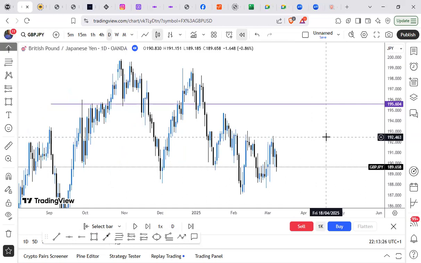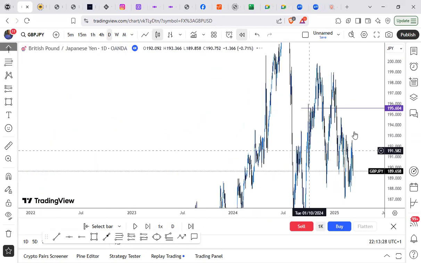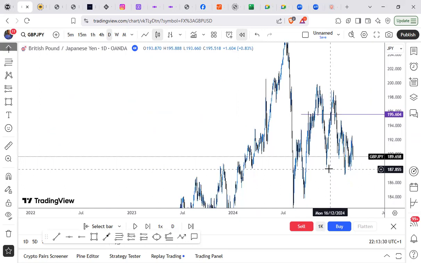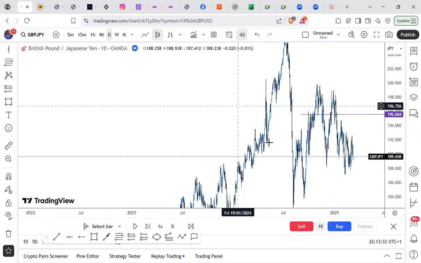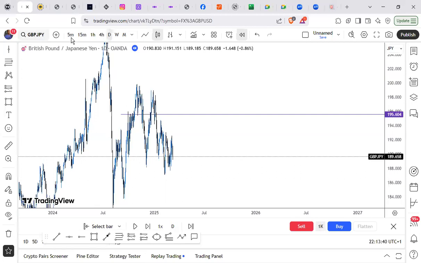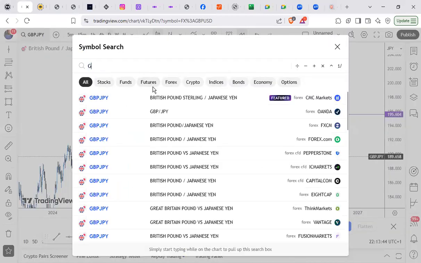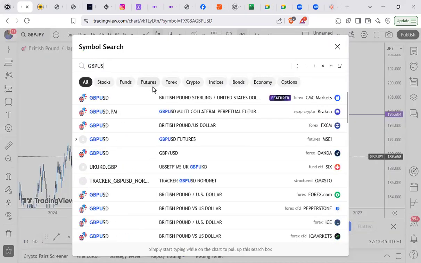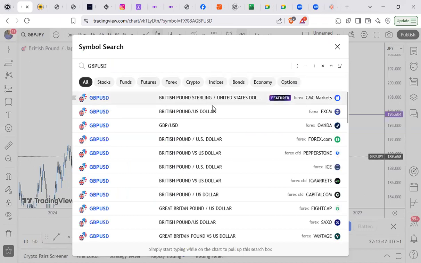So I have a question. Okay, what's your question? Sir, must a doji candle appear before price breaks the support? No, no, it's not a must. Okay, thank you.